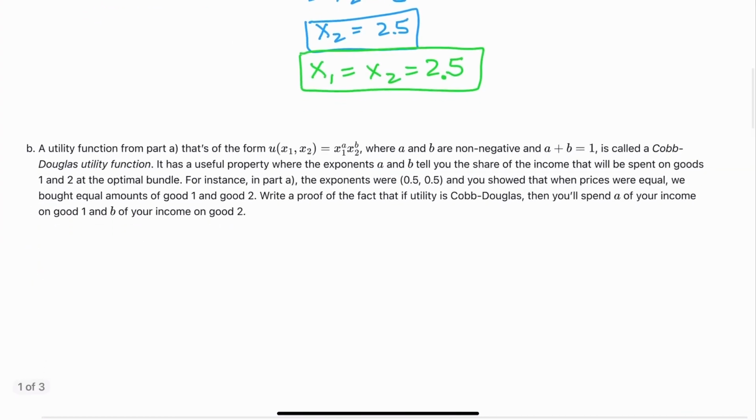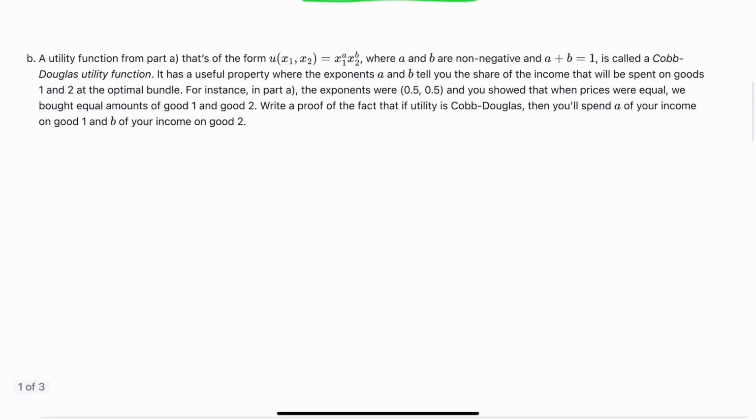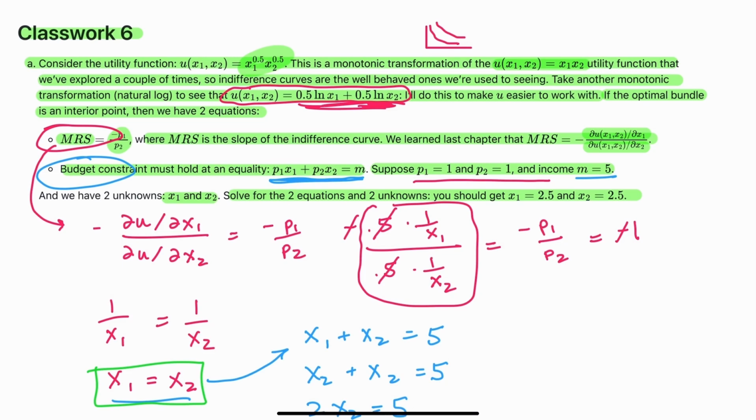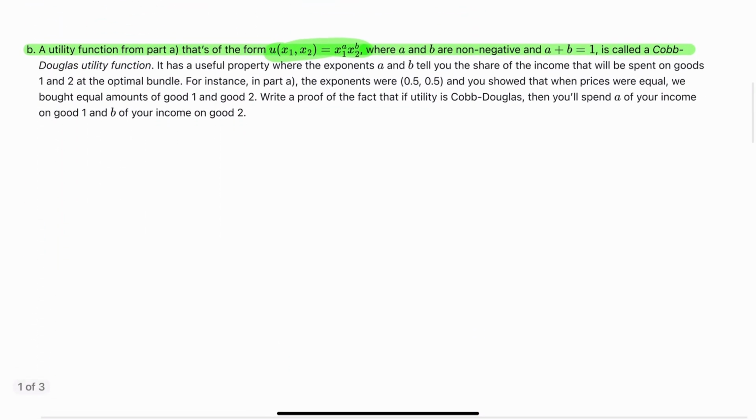Going down to part B. It says, a utility function from part A that's of the form u(x1, x2) = x1^a times x2^b, where a and b are non-negative and a plus b equals 1. Remember we had a and b both 0.5 here, so they sum to 1. That utility function is called a Cobb-Douglas utility function. It has a useful property where the exponents a and b tell you the share of the income that will be spent on goods 1 and 2 at the optimal bundle. For instance, in part A, the exponents were 0.5, 0.5, and you showed that when prices were equal, we bought equal amounts of good 1 and good 2.